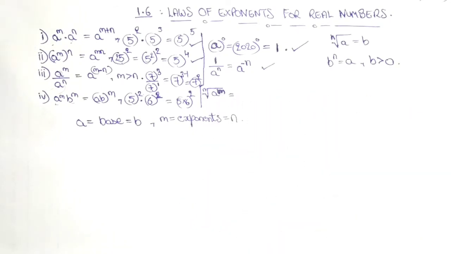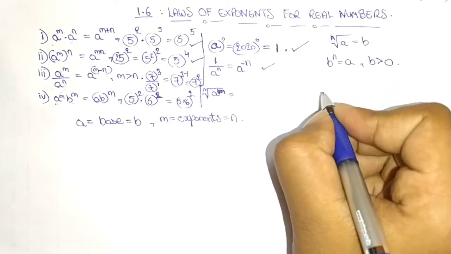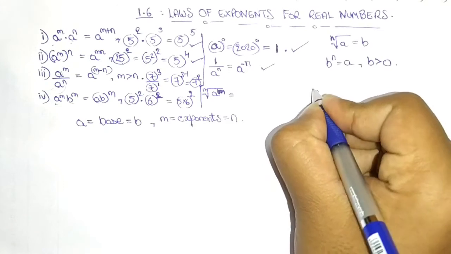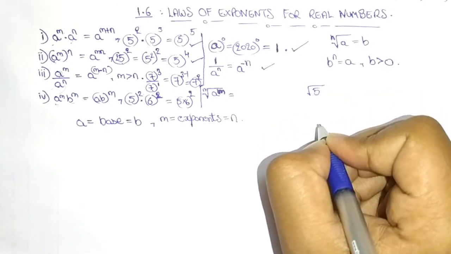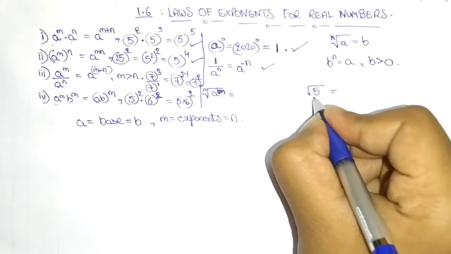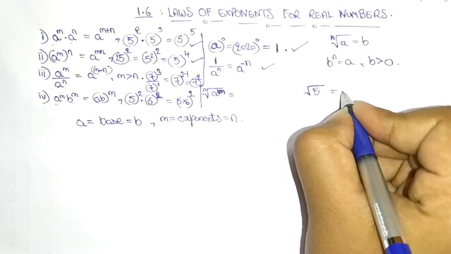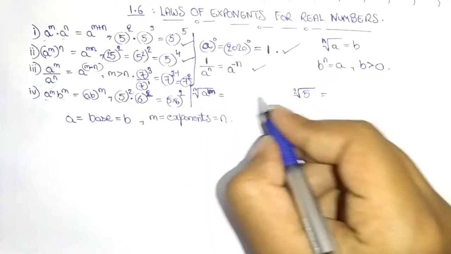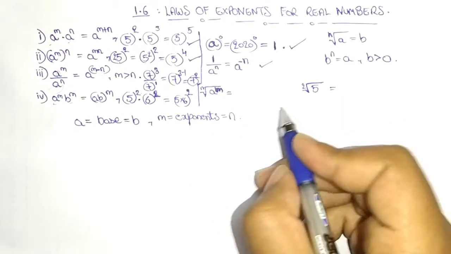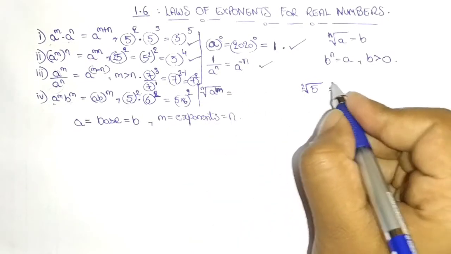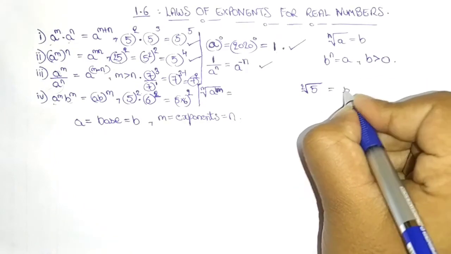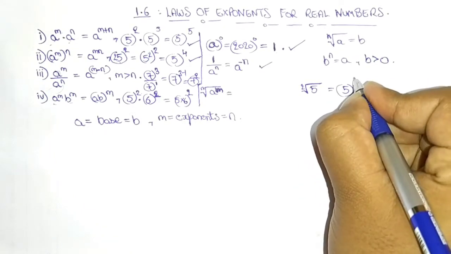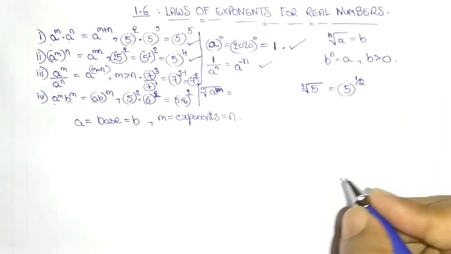What's the answer? Now I am going to tell you something. What is square root of 5? The square root is nothing but, if the value of n here is 2, sorry, the value of n here is 2, square root in the sense, this is nothing but 5 to the power of half.